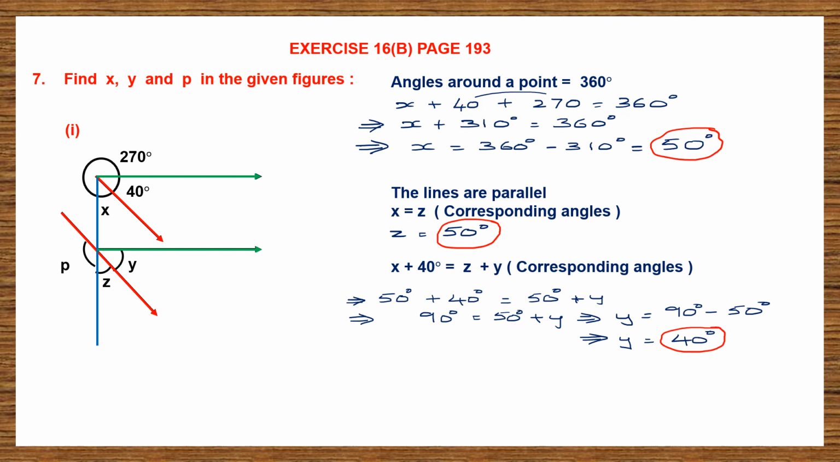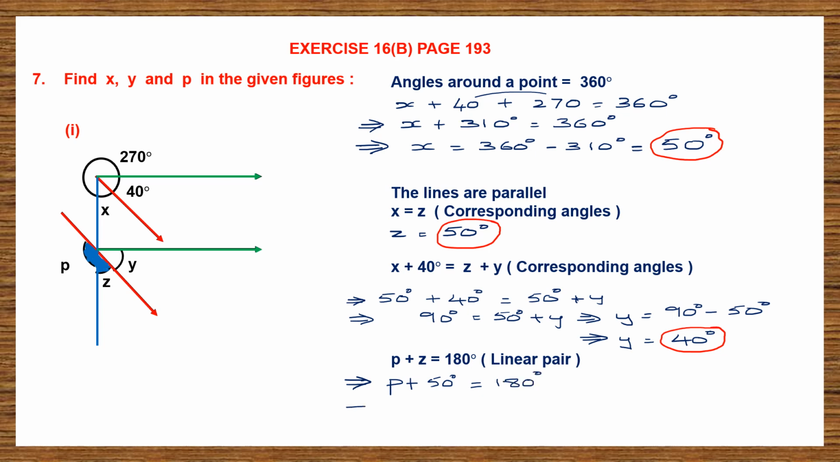Now we need to find the value of p. Now if you look at angle P and angle Z, the angles in blue, they are on the same straight line, isn't it? That means they are a linear pair of angles, and we know that a linear pair of angles will add up to 180 degrees. So here again, let's find the value of P. P plus Z. Z is how much? 50 degrees. P plus 50 degrees is 180 degrees.